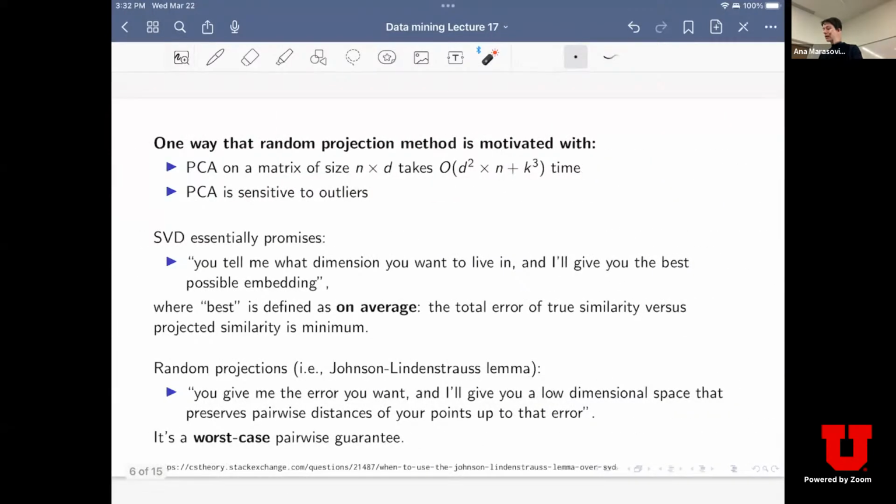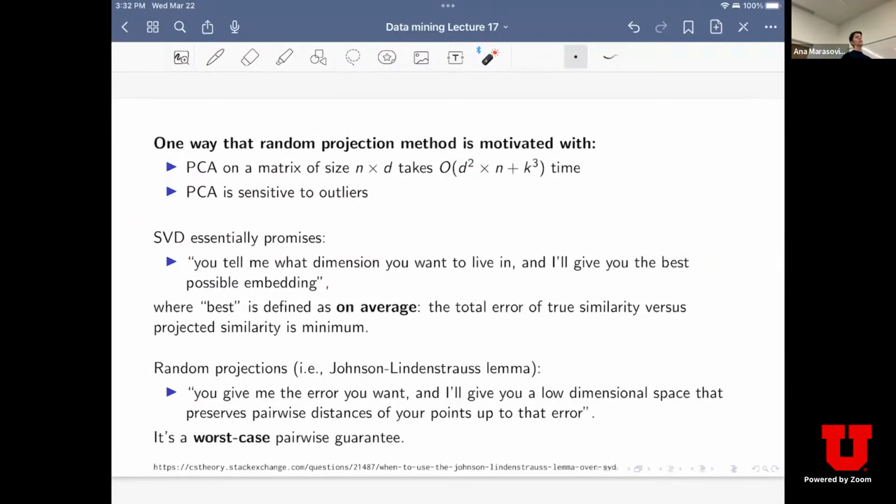I want you to think about random projections as something that solves a different problem. If you give me the error you want, I will give you a low dimensional space that preserves pairwise distances of your points up to that error. So you are thinking more about the worst case, because you are guaranteeing that every single one of your pairs in the original space will be approximately equally distant apart in your low dimensional space.